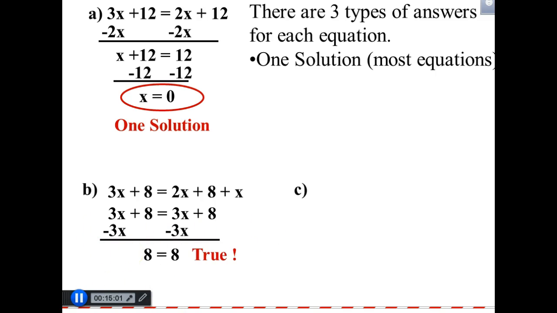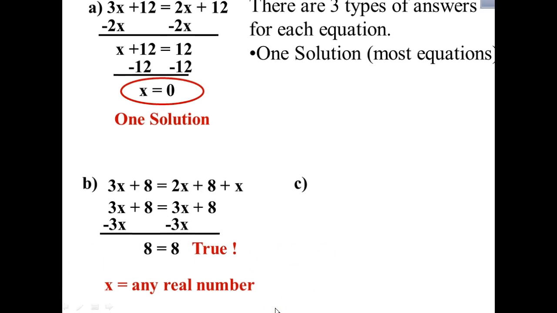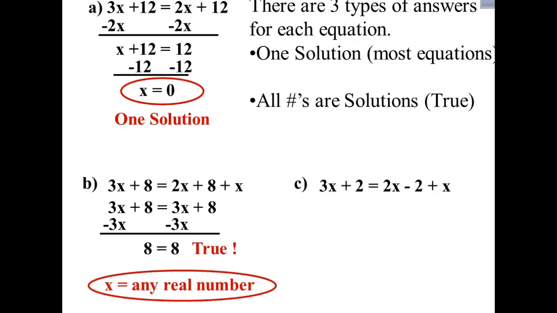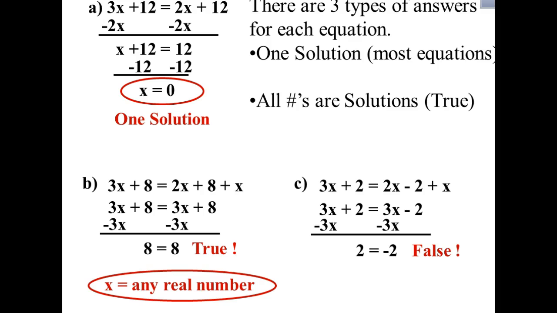The way you know that is what you're left with is actually a true statement. This is saying 8 is equal to 8. That's true. Okay? That's true. So you say any real number. Okay? Any real number, or all real numbers is another way of saying that. Okay? As opposed to this, if you solve this, what's left over is false. And that's how you have a no solution. That's a no solution.